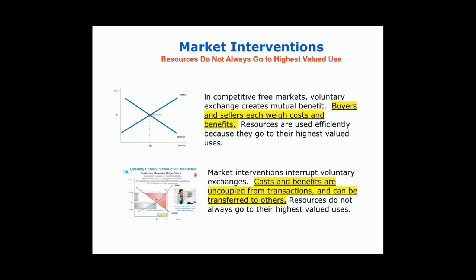So resources don't necessarily go to their highest value uses, and the value proposition of competitive markets starts to break down when you start having market interventions, when you start interfering in markets with prices, with quantities, or through regulations and other ways of interfering with markets.